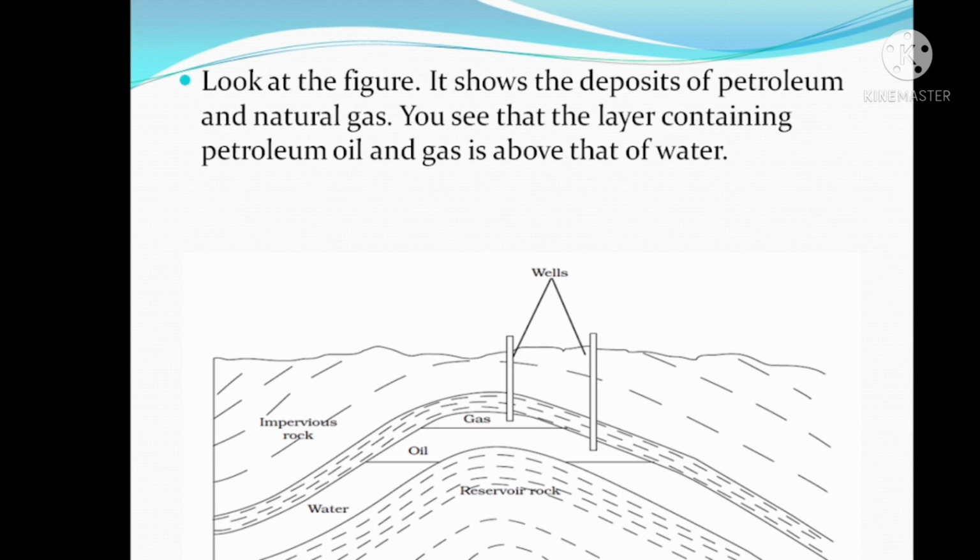Here is one example of that. Look at the figure. It shows the deposits of petroleum and natural gas. You see that the layer containing petroleum oil and gas is above the water. This diagram is also there in your textbook, so you can see. This is one well. As you can see in the diagram, one is the gas layer and the second is the oil layer. Behind that, there is a water layer also. So this diagram shows how we get petroleum from the earth.